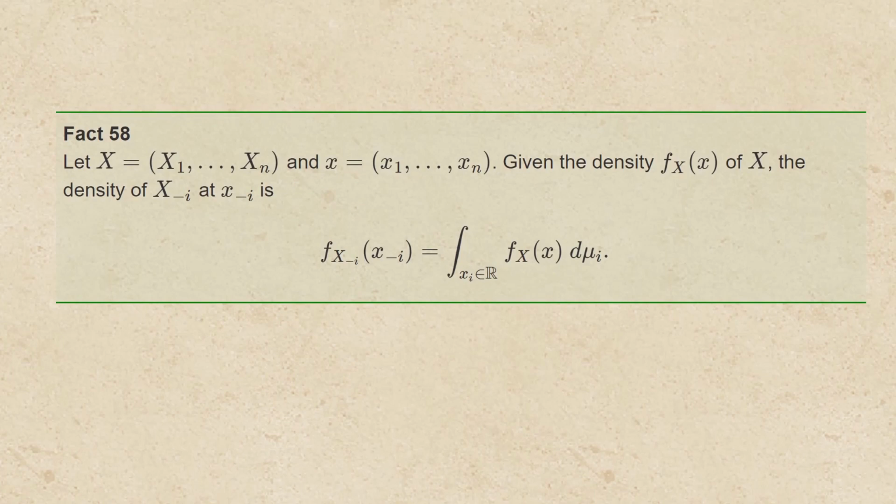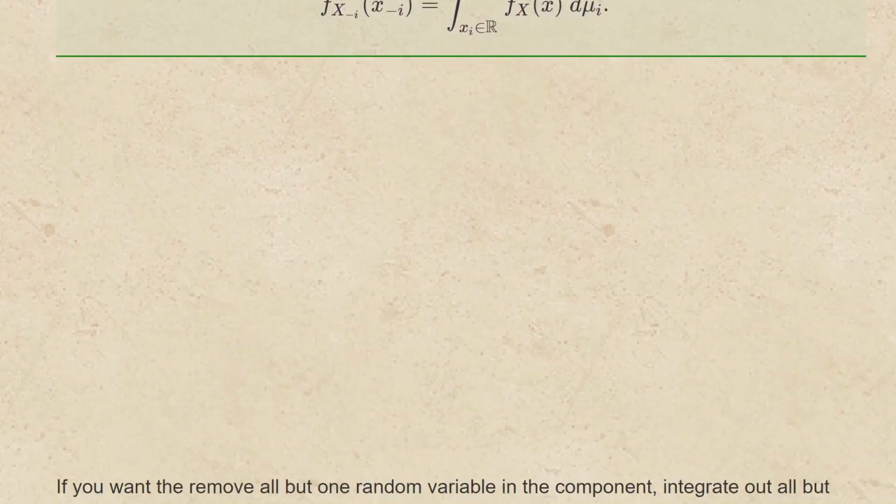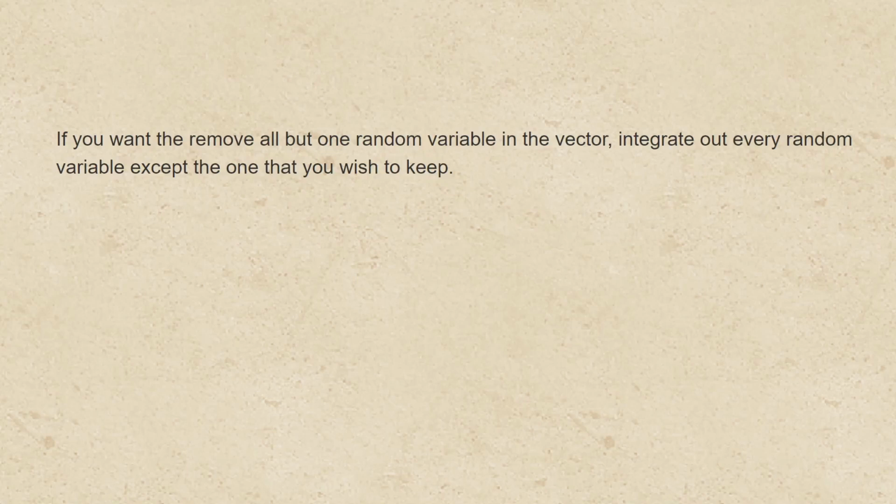Let x be x sub 1 up through x sub n, and little x be little x sub 1 up through little x sub n. Given the density f sub big X of little x of the random vector big X, the density of x sub -i at little x sub -i is the integral over x sub i in all real numbers of the joint density of the entirety of x at little x with respect to the ith component. If you want to remove all but one random variable in the vector, integrate out every random variable except the one that you wish to keep.